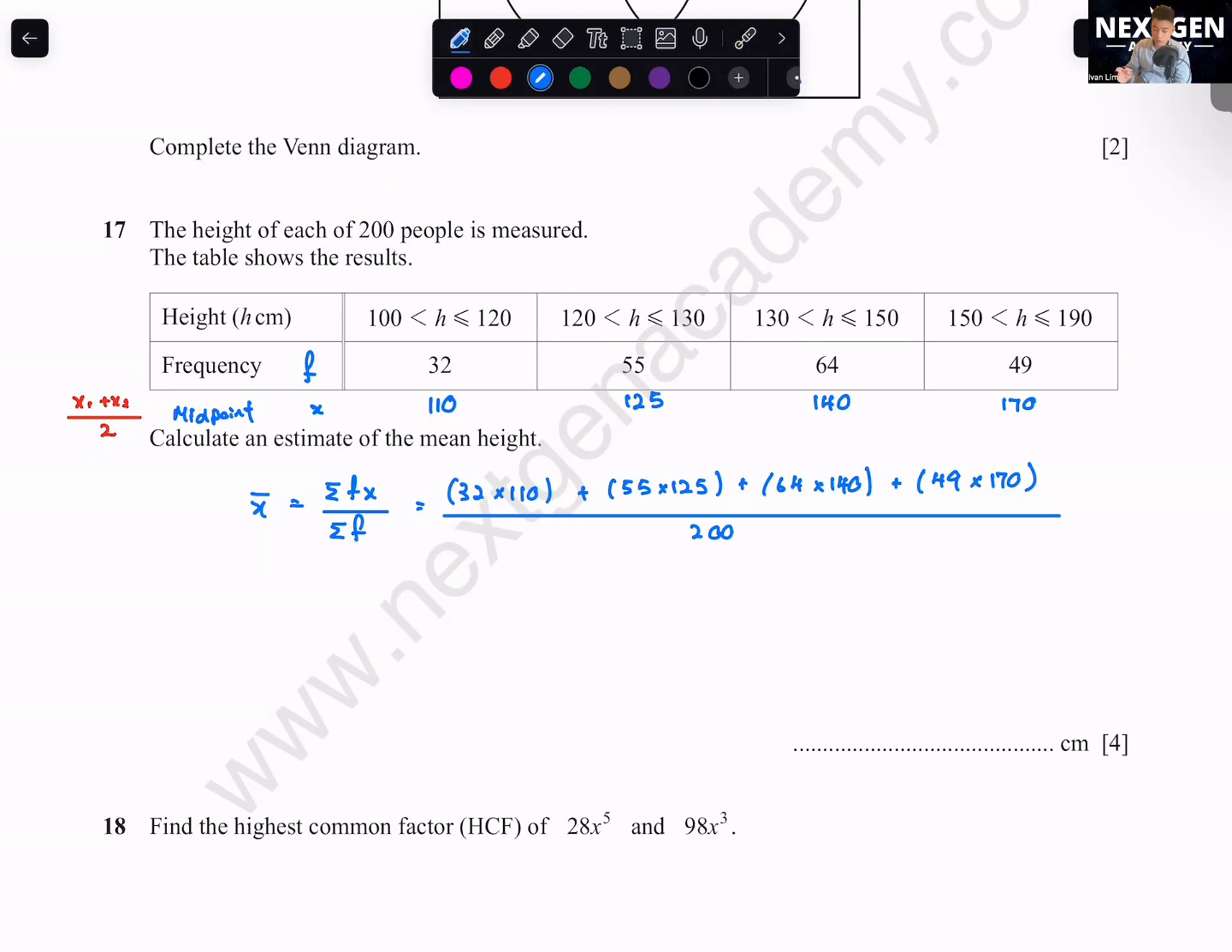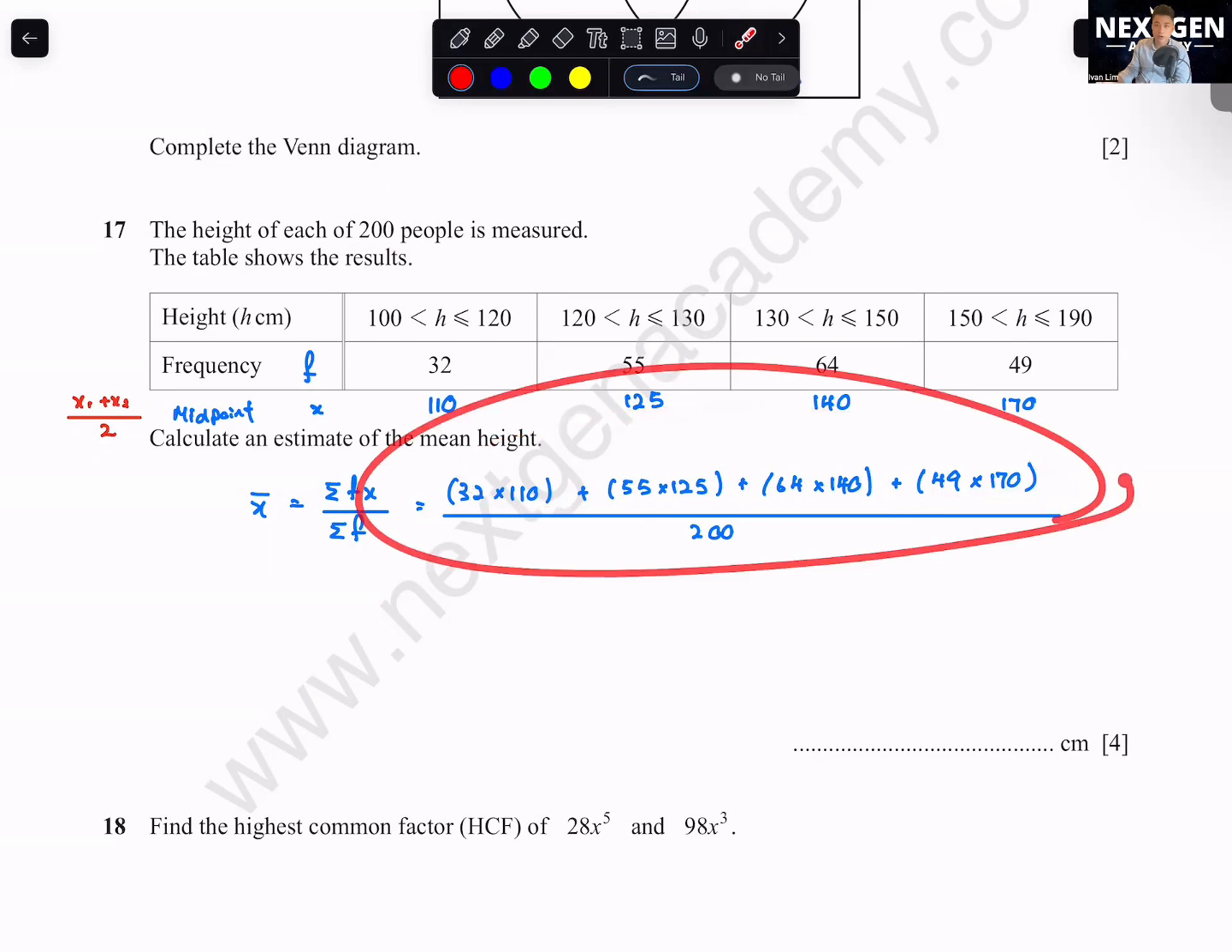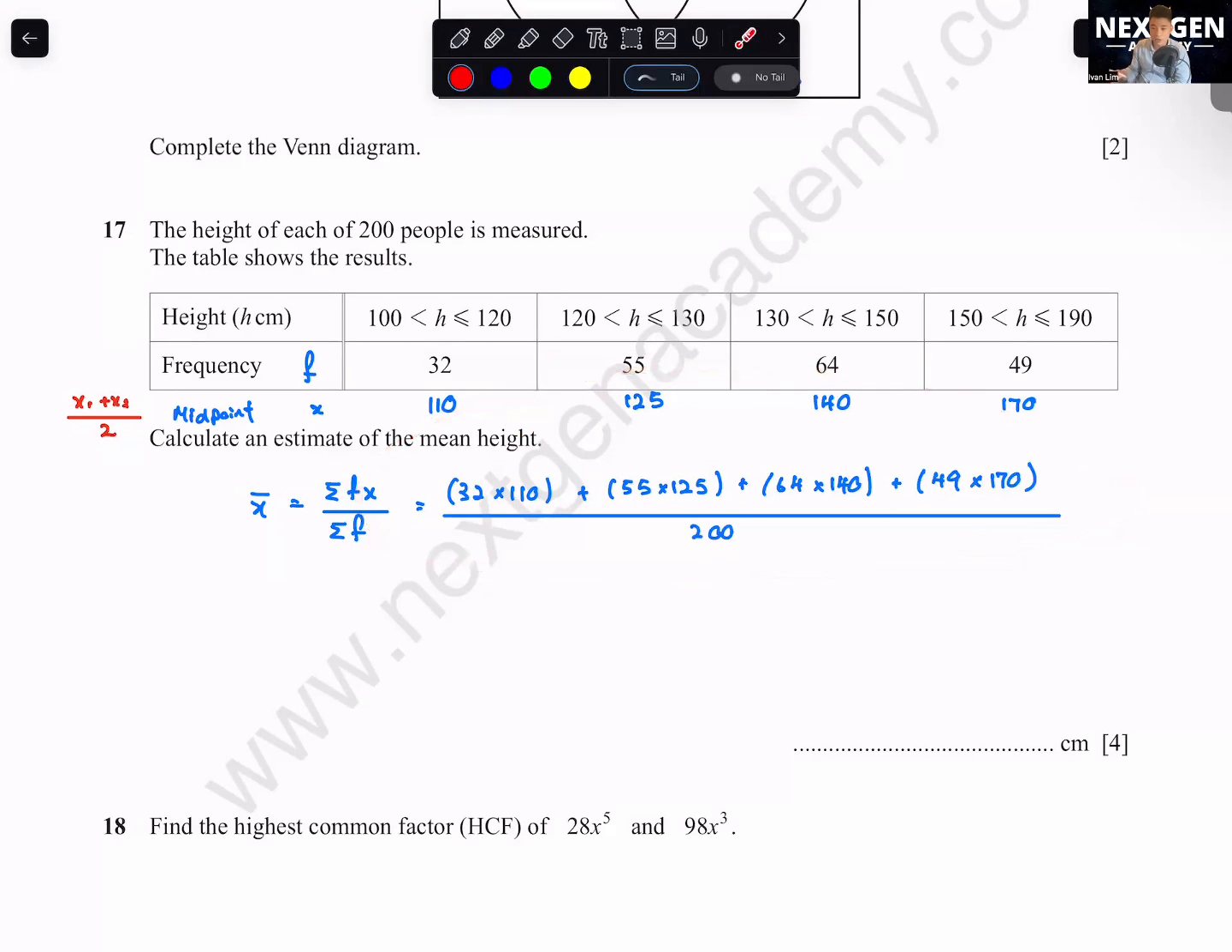This part here also, calculate the top first and write it down. Don't straight away put this whole thing in the calculator, because when we double check, it will be easier for us to double check the value on top like that. Calculate this, you'll get 27685 over 200. You type this into your calculator, what do you get? They give you 138.425.